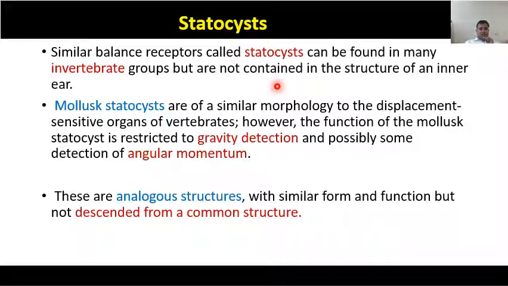Statocyst is another structure which is present in invertebrates, and it is analogous to the otolith in vertebrates. So it has the same function. Mollusk statocysts have similar morphology and displacement-sensitive organs to those of vertebrates. However, the function of the mollusk statocyst is restricted to gravity detection and possibly some detection of angular movement. That means the mollusk statocyst is mainly responsible for linear movement and gravity detection, and only a small portion of angular movement. So this is called an analogous structure.